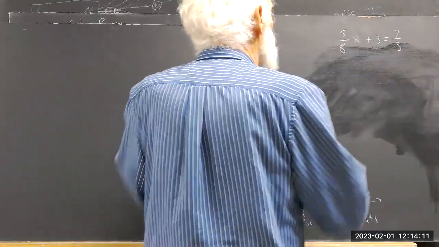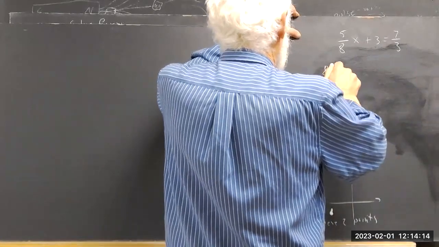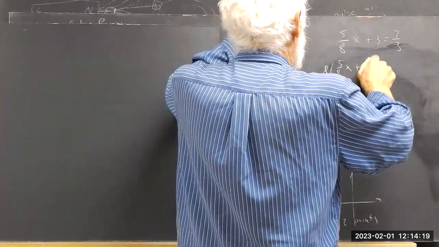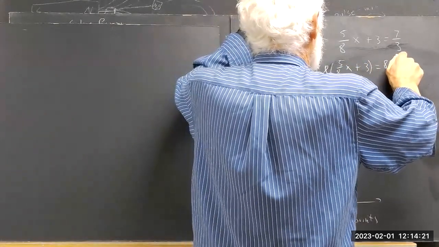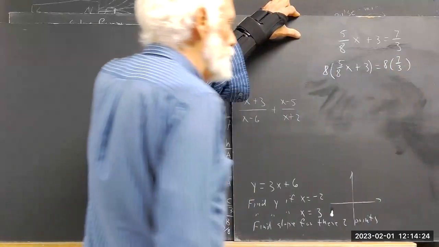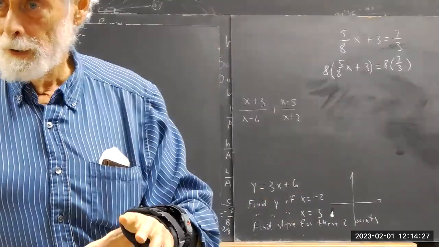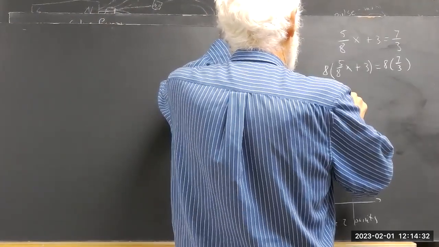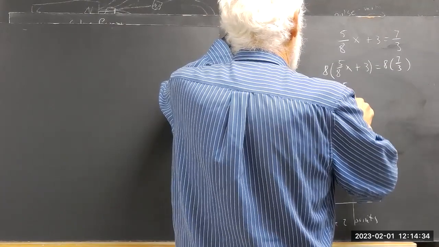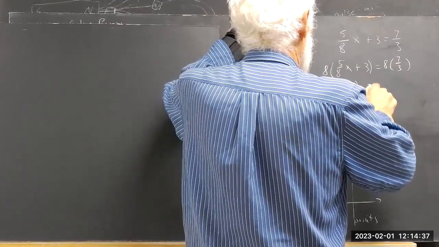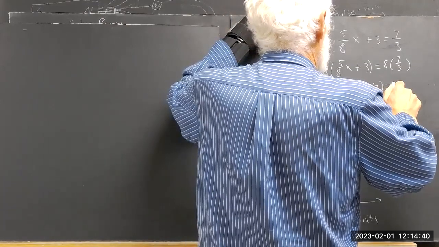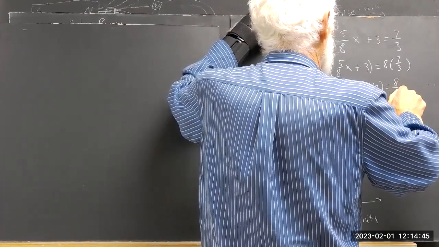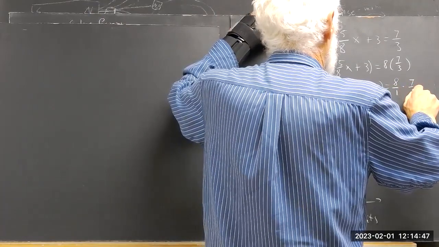What I want to do, I want to start by multiplying both sides by 8. I'm not gonna multiply by 24, I'm just gonna multiply by 8. This gives me 8 times 5/8 plus 8 times 3 equals. I can write this as 8/1 times 7/3.